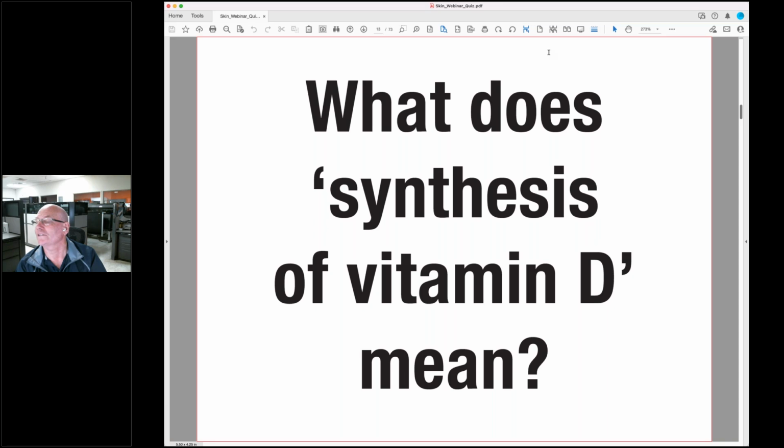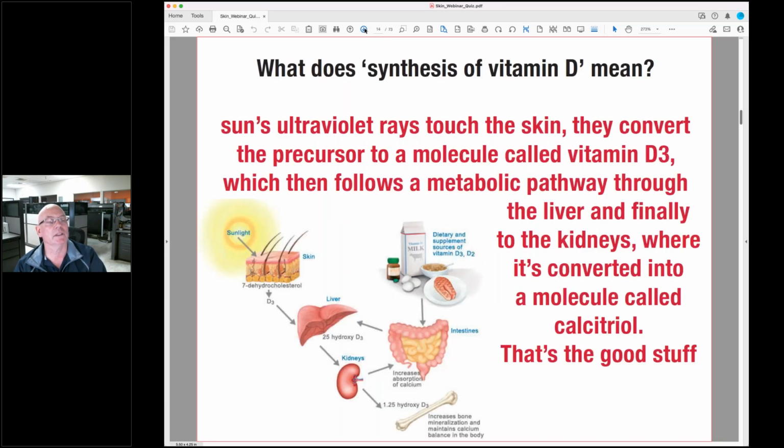Good, Teresa. That's the right answer. This is it. So I'm going to go a little bit more in depth on what it means, basically. When the sun touches the skin, it converts that molecule to vitamin D3, okay? Then it follows the metabolic pathway, as the diagram shows, through the liver and kidneys, where it's converted to calcitriol, which is what you're looking for, all right?